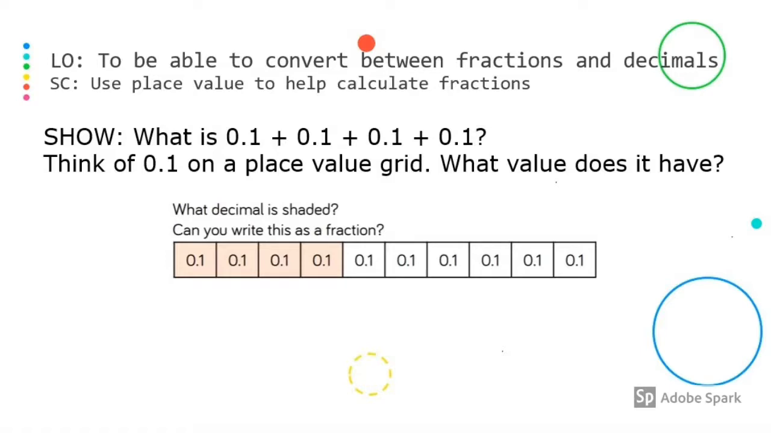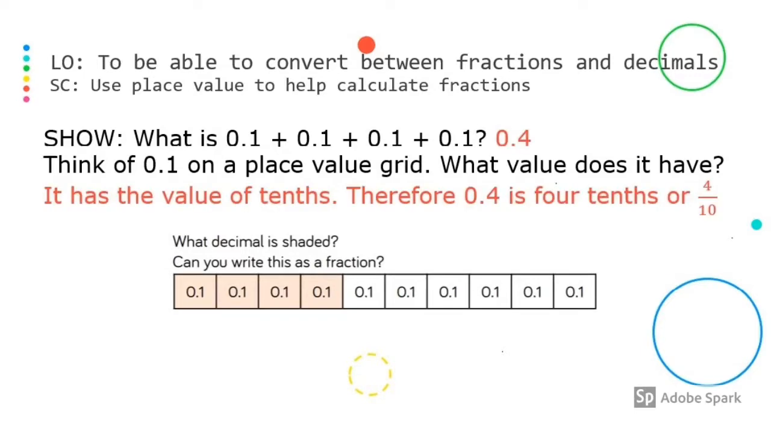Now we've had a chance to think about what both fractions and decimals represent, we're going to learn how to convert between the two. First of all, we're going to work out how to convert a decimal into a fraction. This question is asking us what decimal is shaded. We then need to convert this into a fraction. In order to do this, we need to work out what 0.1 add 0.1 add 0.1 add 0.1 makes. This makes 0.4.